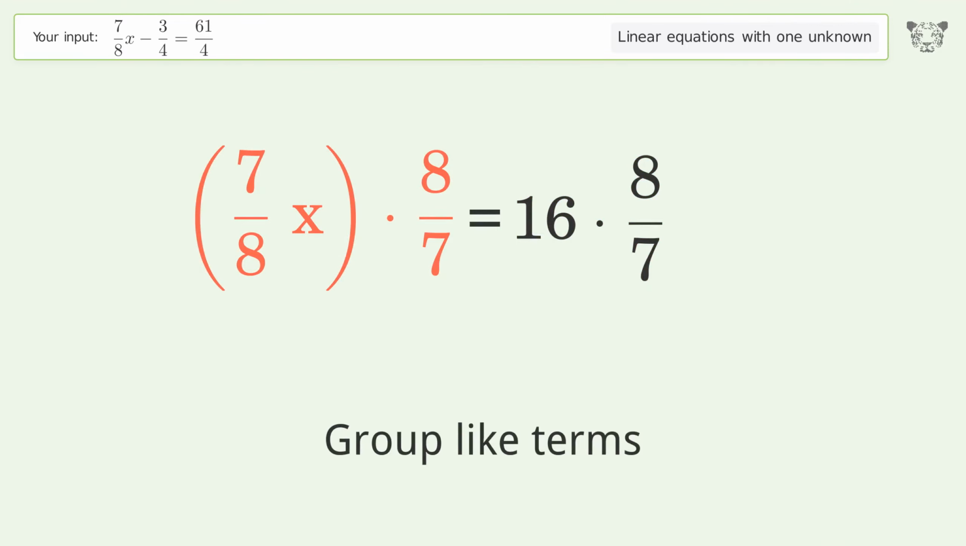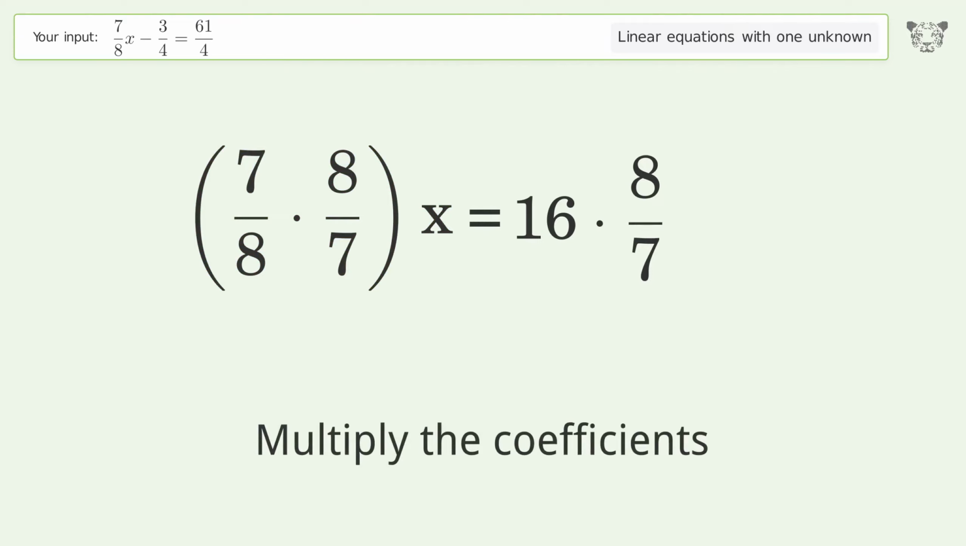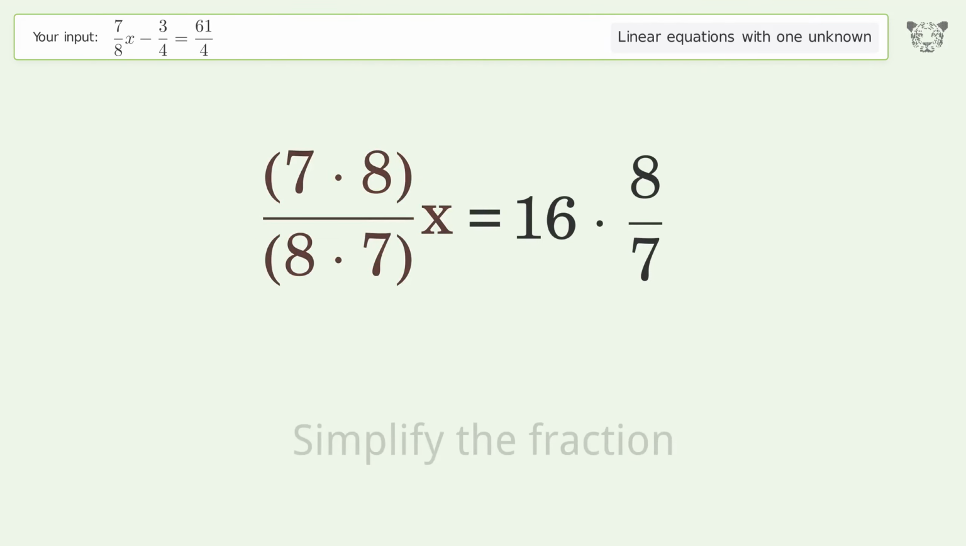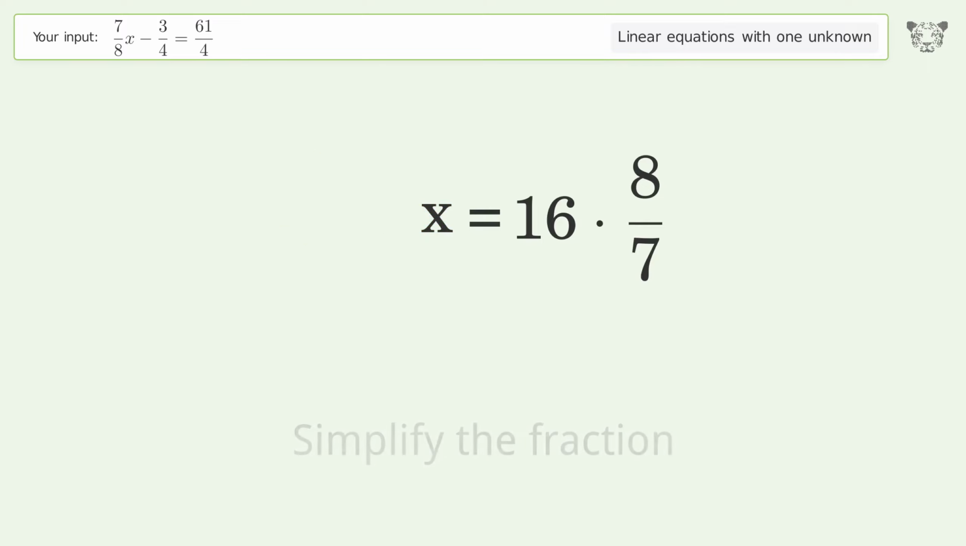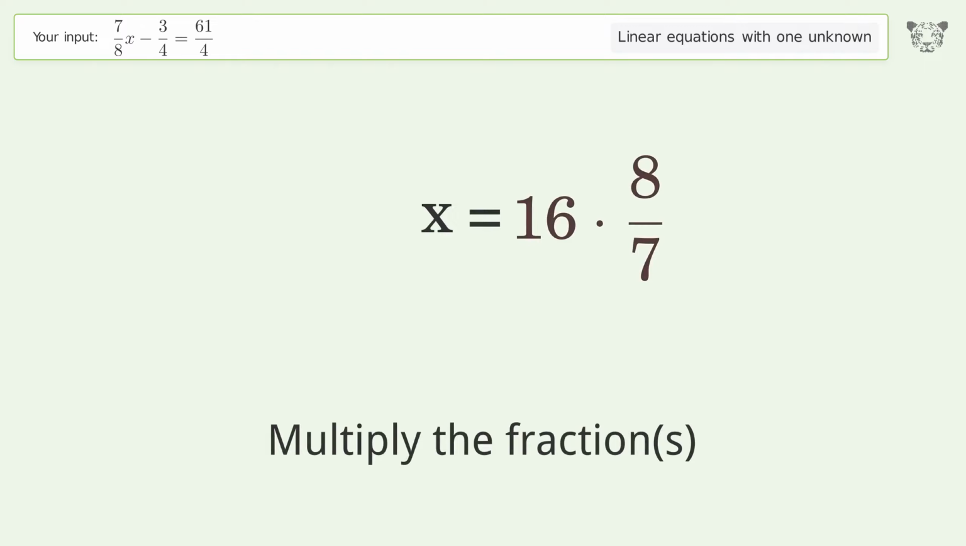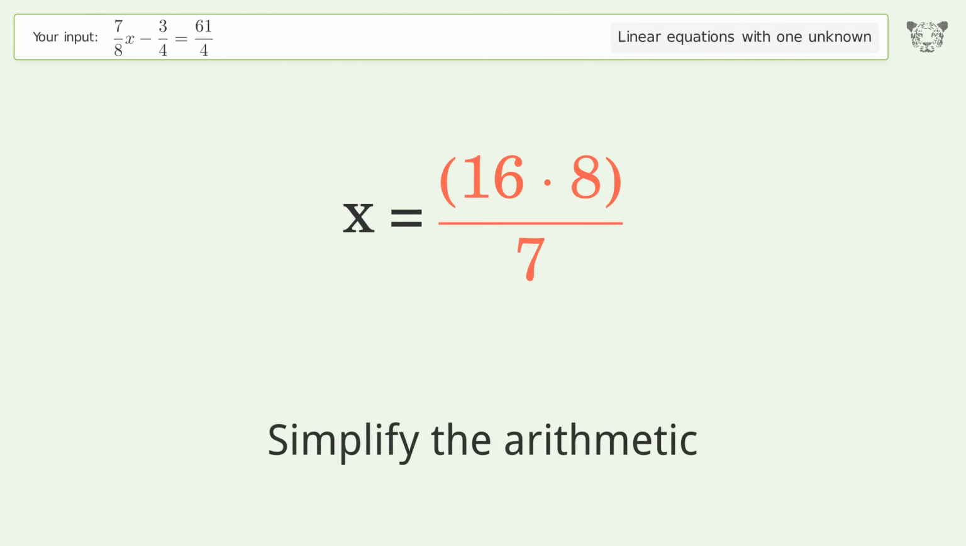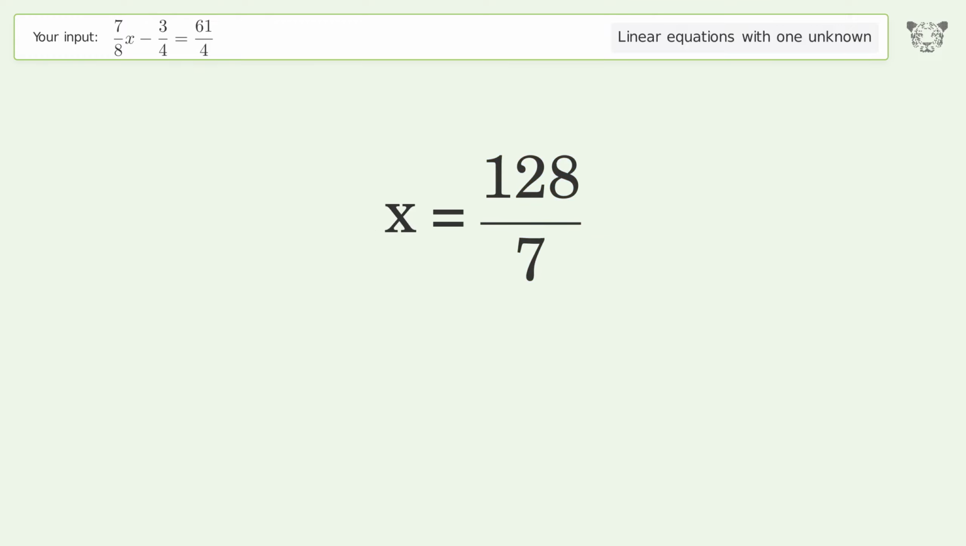Group like terms. Multiply the coefficients. Simplify the fraction. Multiply the fractions. Simplify the arithmetic. And so the final result is x equals 128/7.